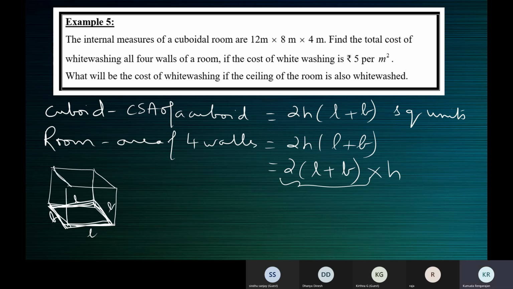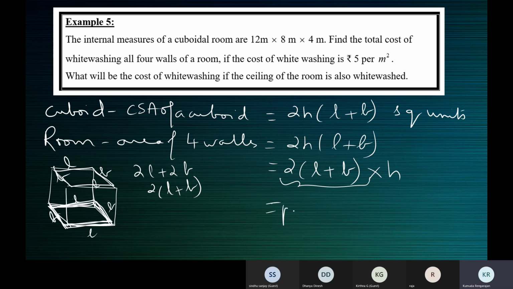The perimeter of the top rectangle also will be 2 of L plus B, because this is L, this is L, this is B, this is B. 2L plus 2B. 2 of L plus B. See the floor. LLBB, 2L, 2B. 2 of L plus B is the perimeter of the floor.